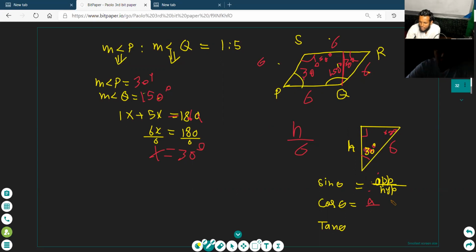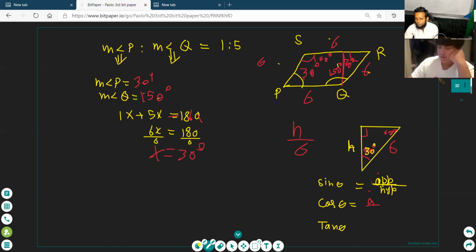What is the cos formula? What is the cos formula, Paulo? Cos formula is adjacent upon hypotenuse. Adjacent upon hypotenuse. What is the formula of tan?